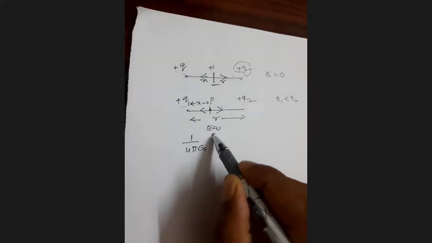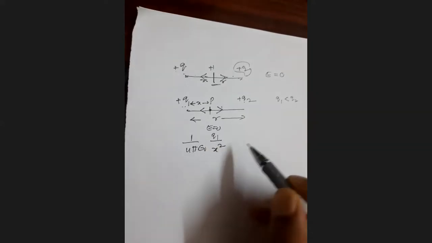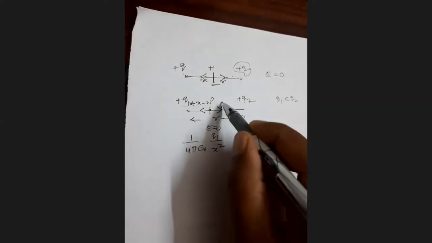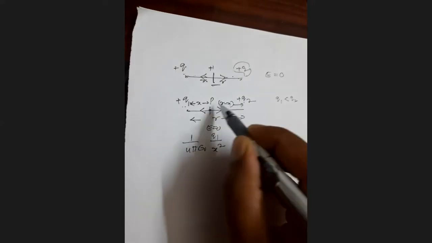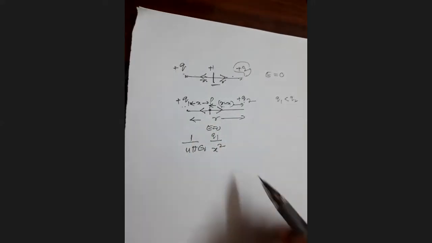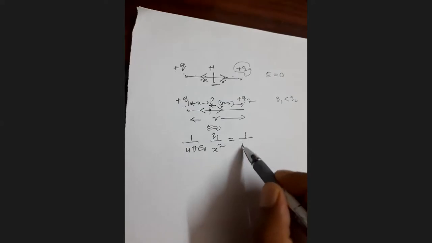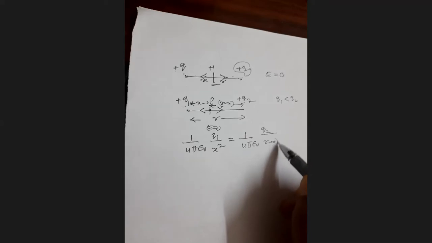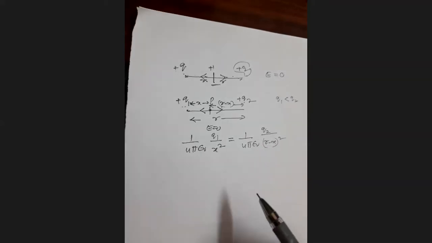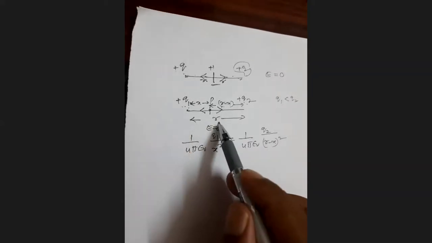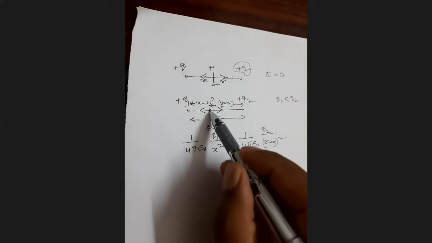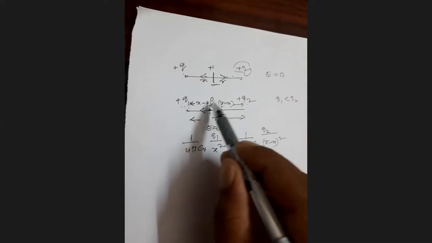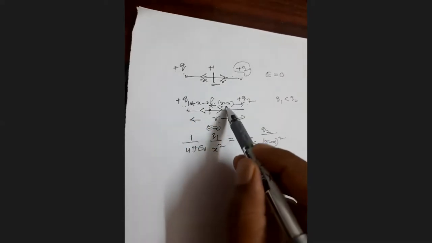1 by 4 pi epsilon naught q1 by x square. Due to the point charge q2, the distance from the bigger charge to the point P will be r minus x. This should be equal to 1 by 4 pi epsilon naught q2 by (r minus x) whole square. Let me repeat. Here q1, q2 are at a distance r. The null point P is at a distance x from the smaller charge. Then from the bigger charge, the distance would be r minus x.